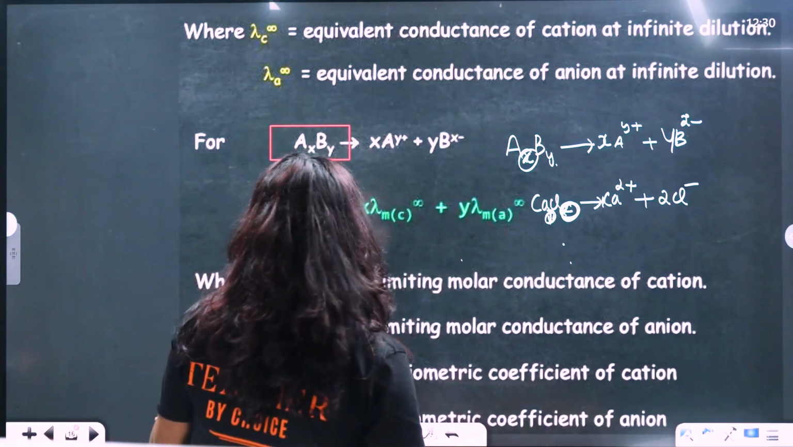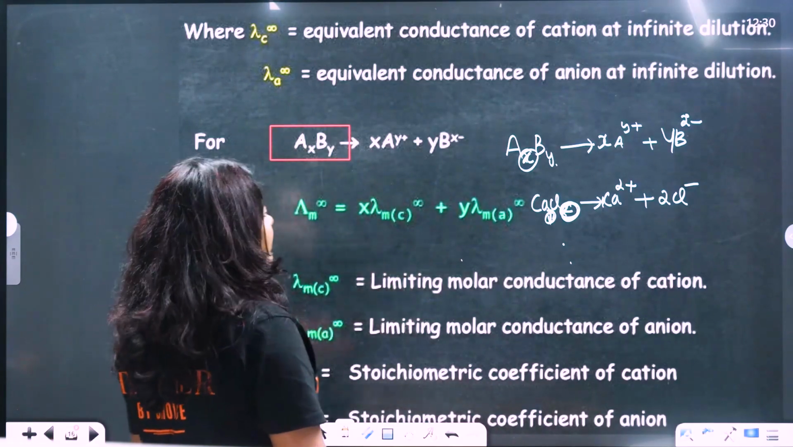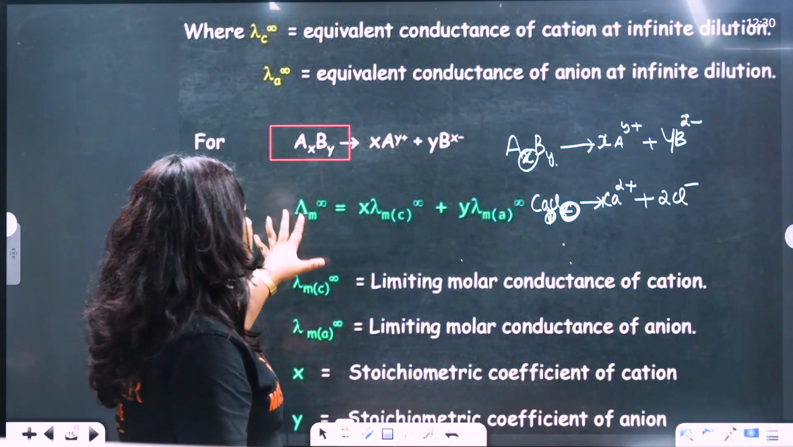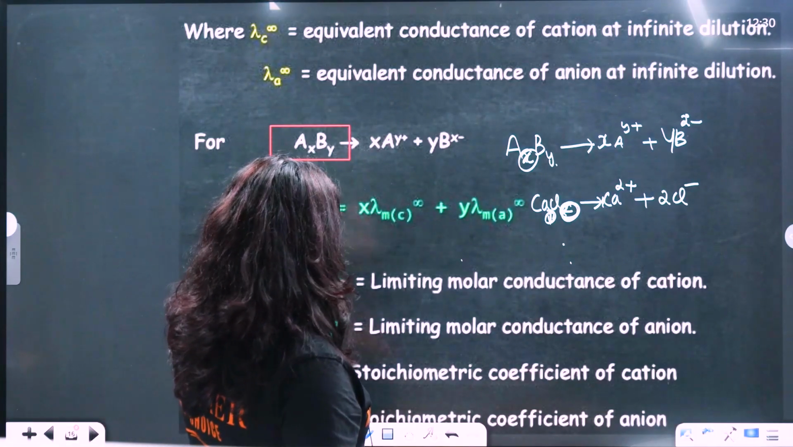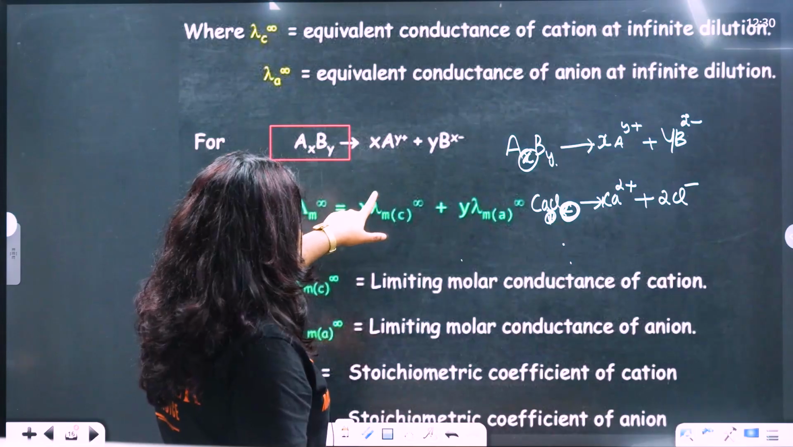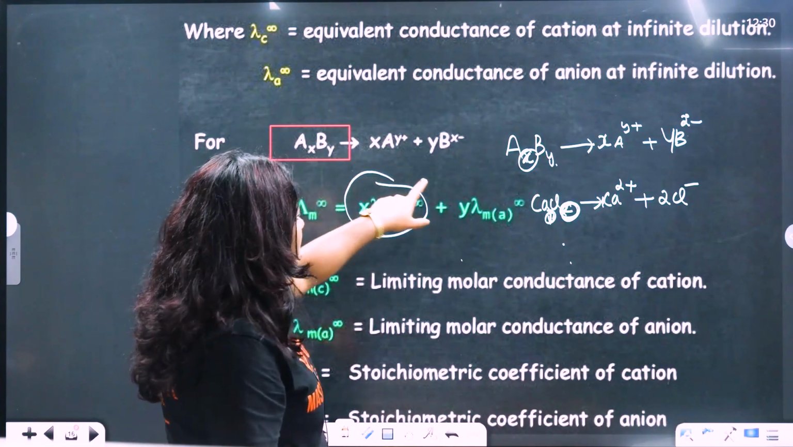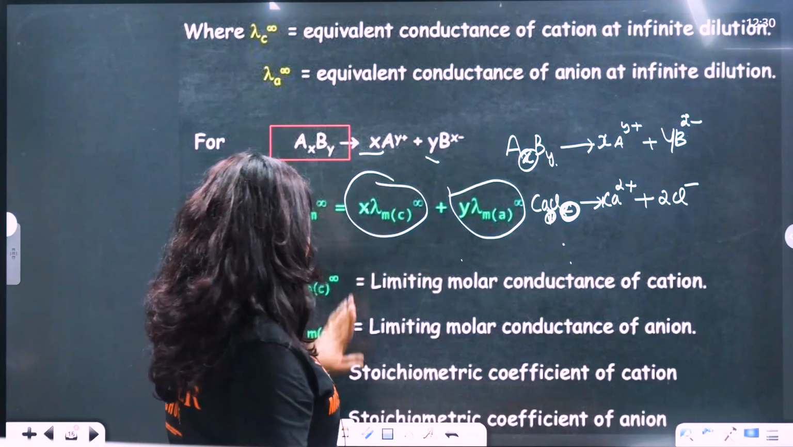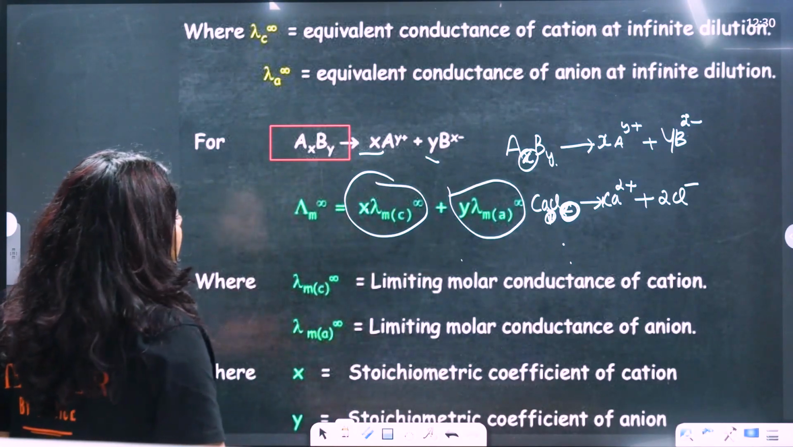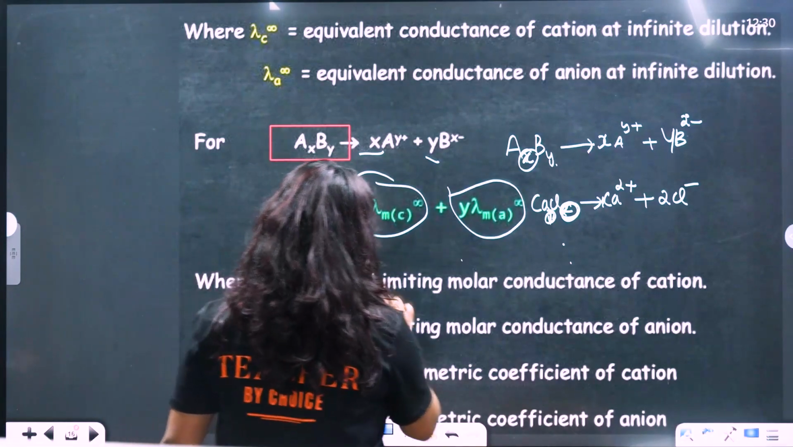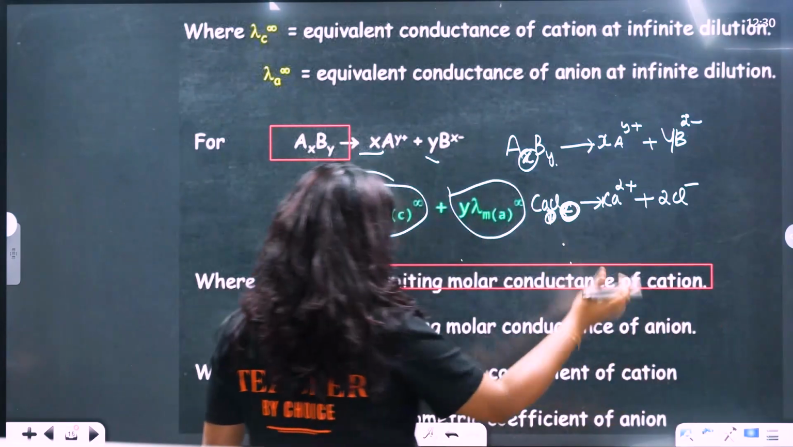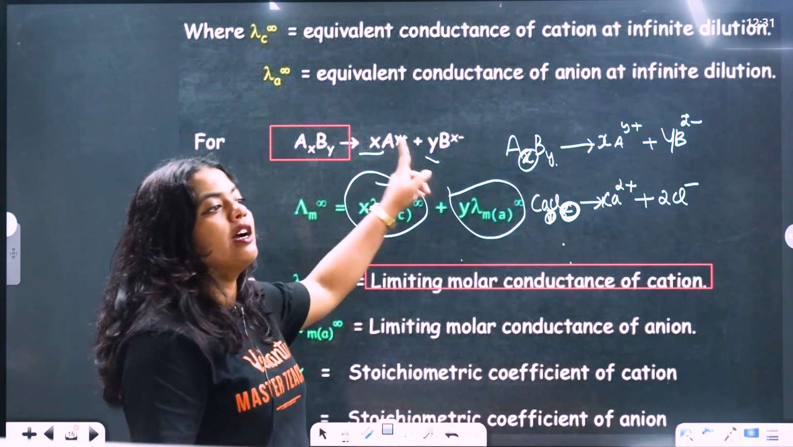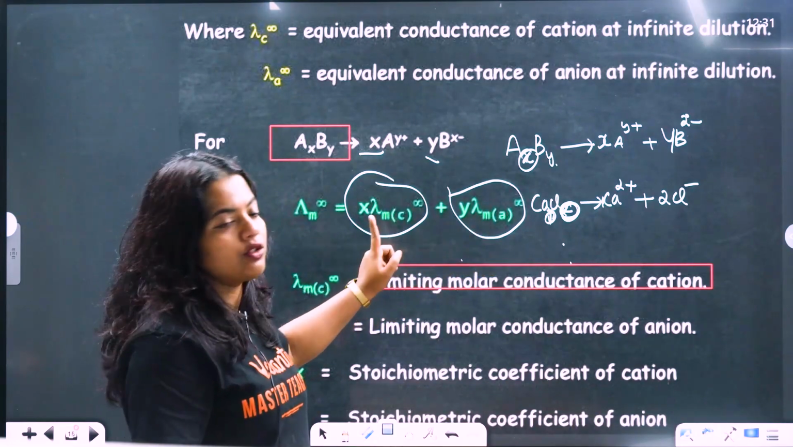Now they have told you that the equivalent conductivity at the particular infinite dilution is given in terms of molar conductivity. That is, the cations' amount plus the anions' amount, including their stoichiometry. Their stoichiometry is also very important here. This is the limiting molar conductance. So molar conductance is equal to the molar conductance of the cations plus the molar conductance of the anions, including their stoichiometry.